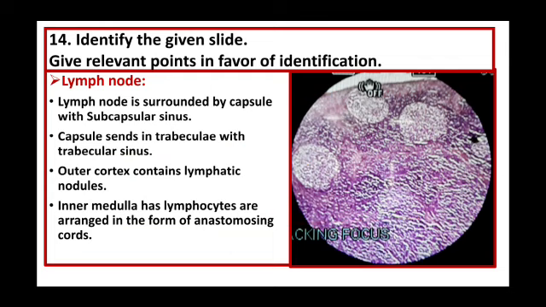The given slide is a lymph node. It is surrounded by a capsule with subcapsular sinus. The capsule sends in trabeculae and it contains the trabecular sinus. The lymphatic tissue is divided into outer cortex and inner medulla. The outer cortex contains lymphatic nodules, while the inner medulla has lymphocytes which are arranged in the form of anastomosing cords.